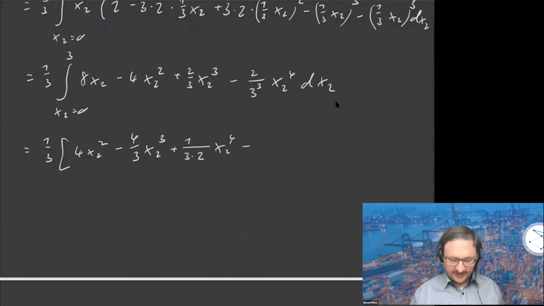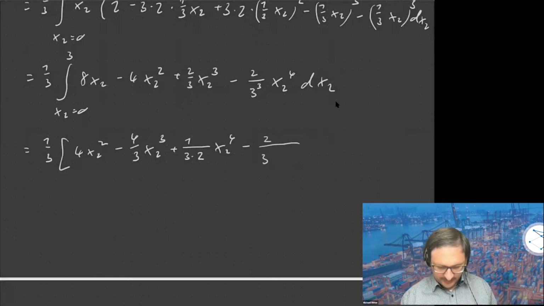And finally, this last expression here, integrating x2 to the power of 4 yields x2 to the power of 5 over 5. And again, there's nothing that we could cancel here, so we get minus 2 over 3 to the power of 3 times 5, x2 to the power of 5. And we have boundaries 0 and 3.